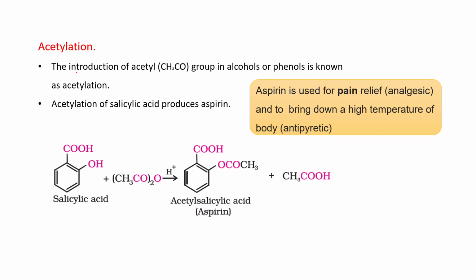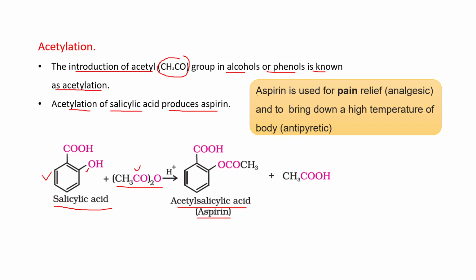Acetylation. The introduction of the acetyl group, this CH3CO group, in alcohols or phenols is known as acetylation. And acetylation of salicylic acid produces aspirin. Now see, this is salicylic acid, we can say this is 2-hydroxybenzoic acid. When this reacts with acetic anhydride, then we will get acetylsalicylic acid, and this is known as aspirin.